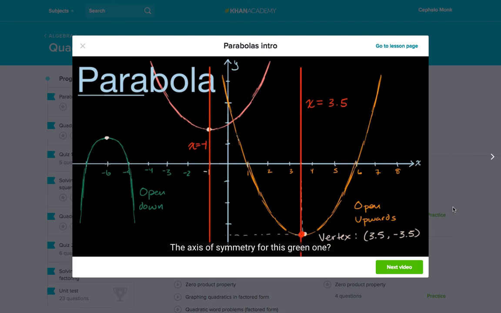The axis of symmetry for this green one should once again go through the vertex. It looks like it is x is equal to -6. That is the axis of symmetry.